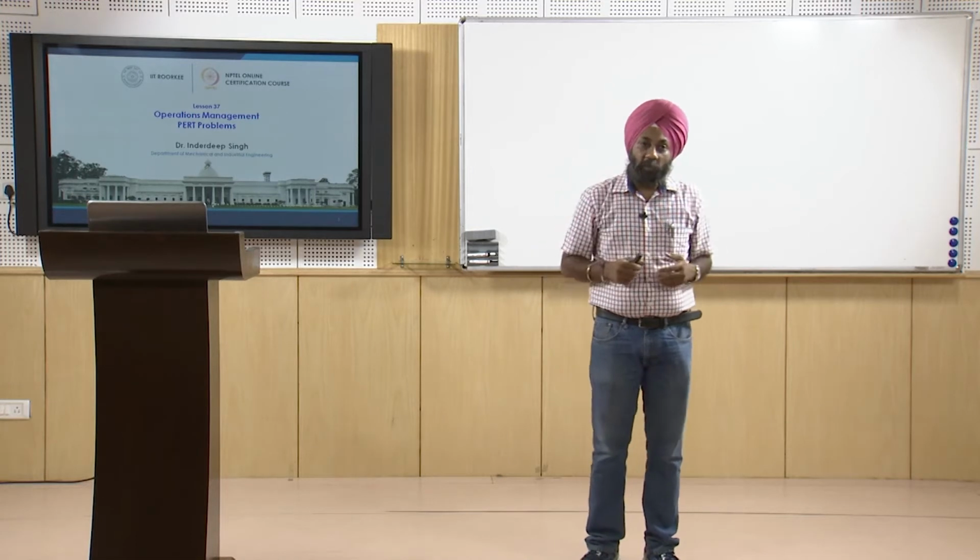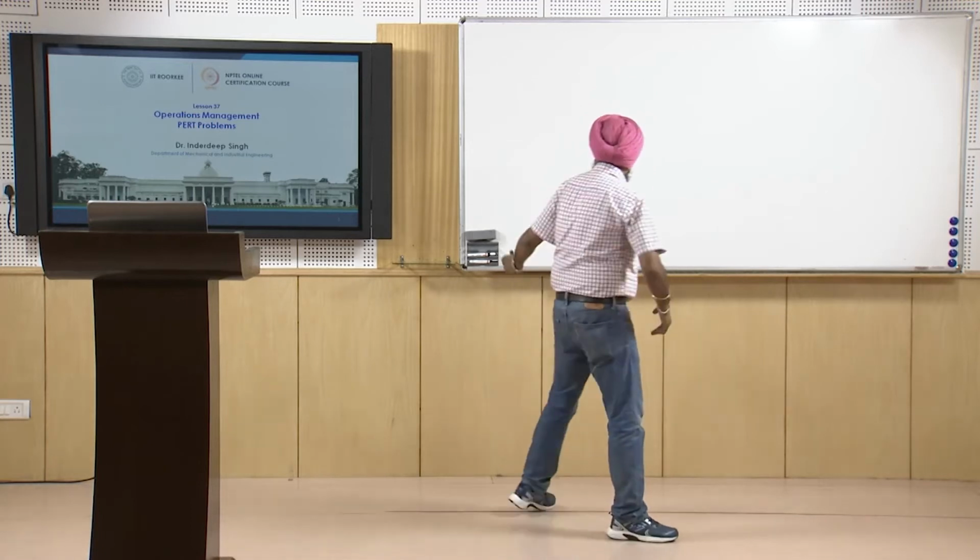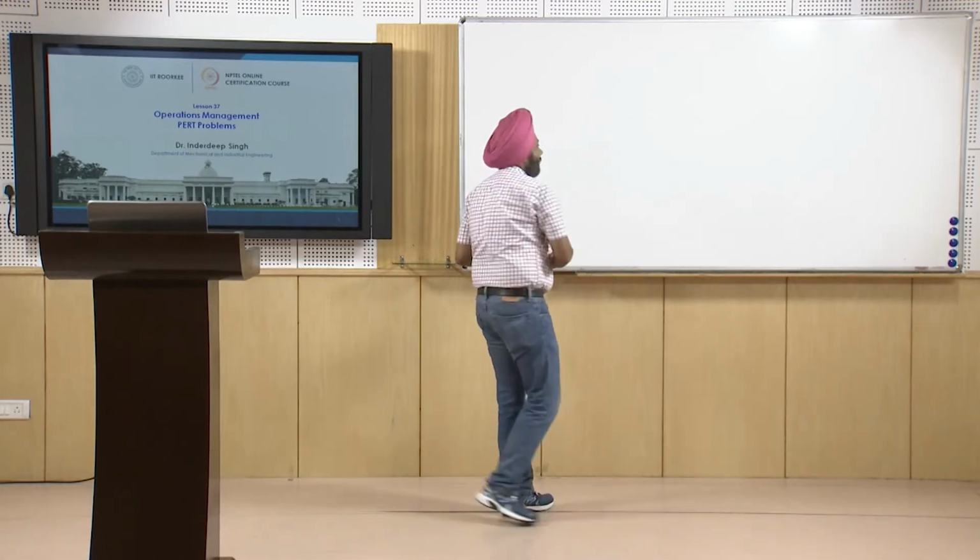So to explain that, I can just draw one diagram based on which you will be able to appreciate this concept of criticality index. So suppose we have a network like this.